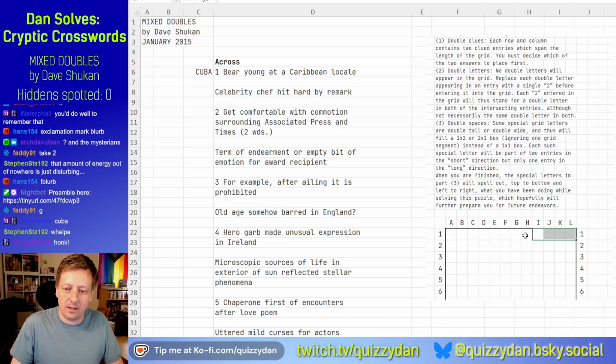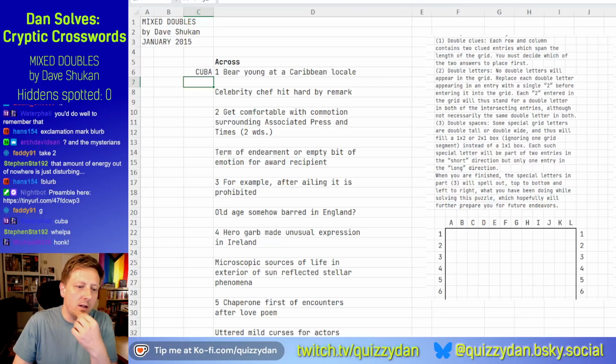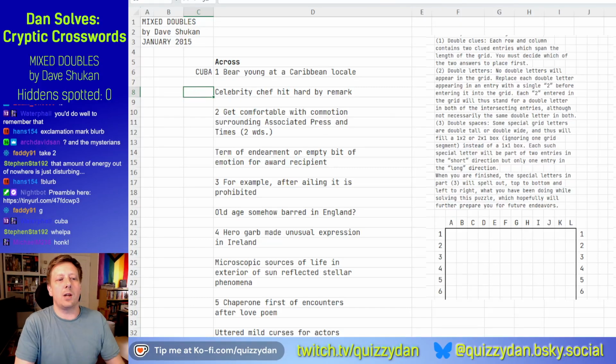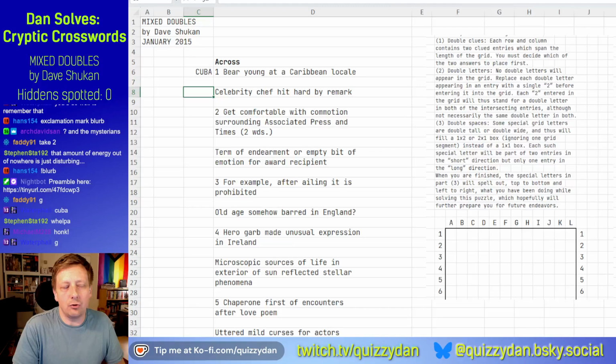So that means we still have 8 squares left to fill. Is that 8? 1, 2, 3, 4, 5, 6, 7, 8. Yes, it is. Celebrity chef hit hard by remark. So hit hard, they're going to be like slap, slam, something like that. And a remark will be like a note or a comment. The only celebrity chef I can currently think of is Gordon Ramsay. This was out in 2015, so Ramsay would be potentially there, but it doesn't fit.